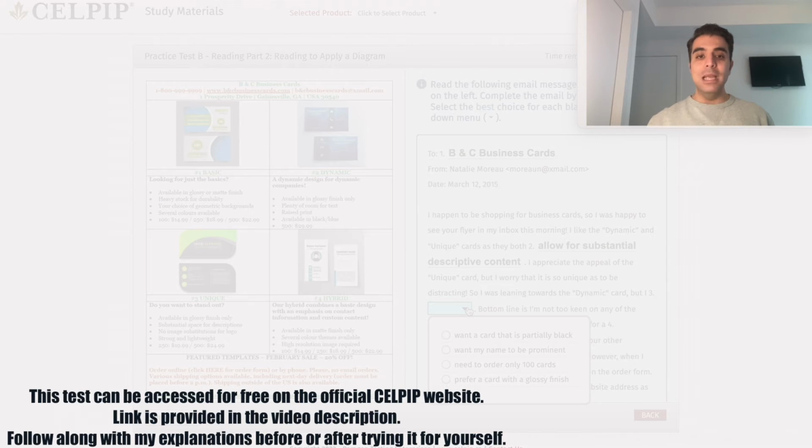No, this can't be the answer because the dynamic option offers raised print. Option C, need to order only 100 cards. Could that be a problem? Yes, it can. Look, for the dynamic card, it says you can order 500 cards for $29.99. So if Natalie only wants 100 cards, was that going to be possible? No. So that could be a deal breaker. That could be a major problem with the dynamic card, right? So that can't be the answer.